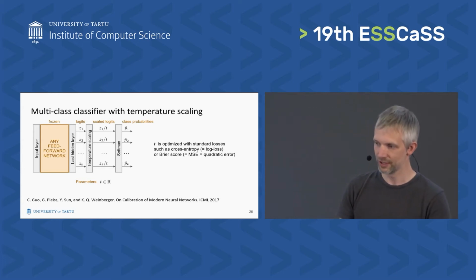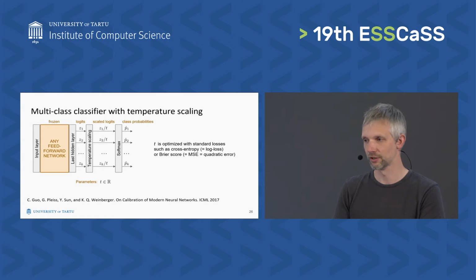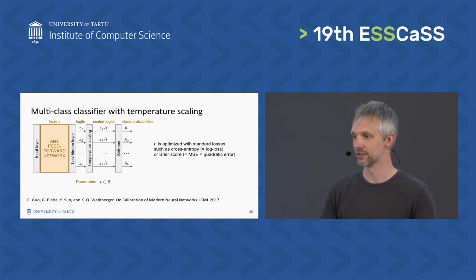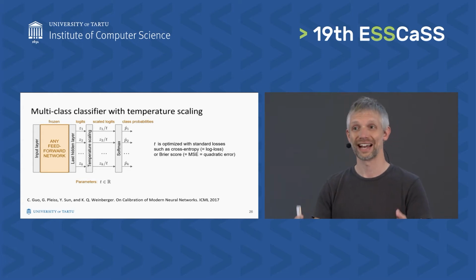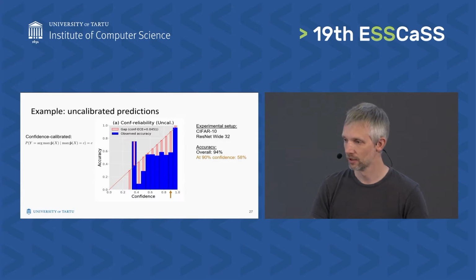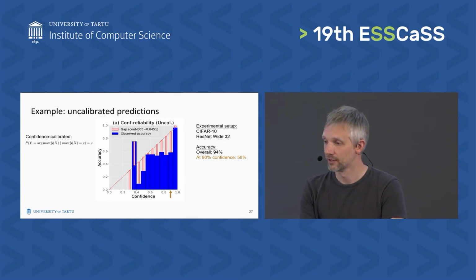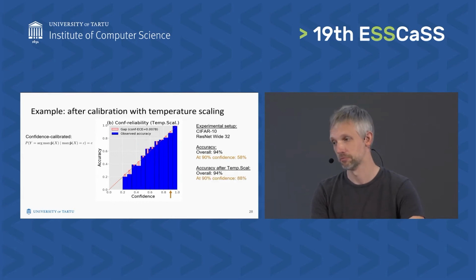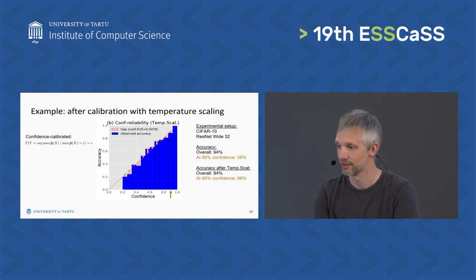And this temperature is optimized in the same way, typically cross entropy, as the rest of the network. It's just that now the rest of the network is frozen, and it's not the original training set but a holdout validation set, sometimes also called the calibration set. Right, so if the original plot was like this for the reliability diagram, suddenly now we have almost calibrated probabilities in this confidence reliability diagram.